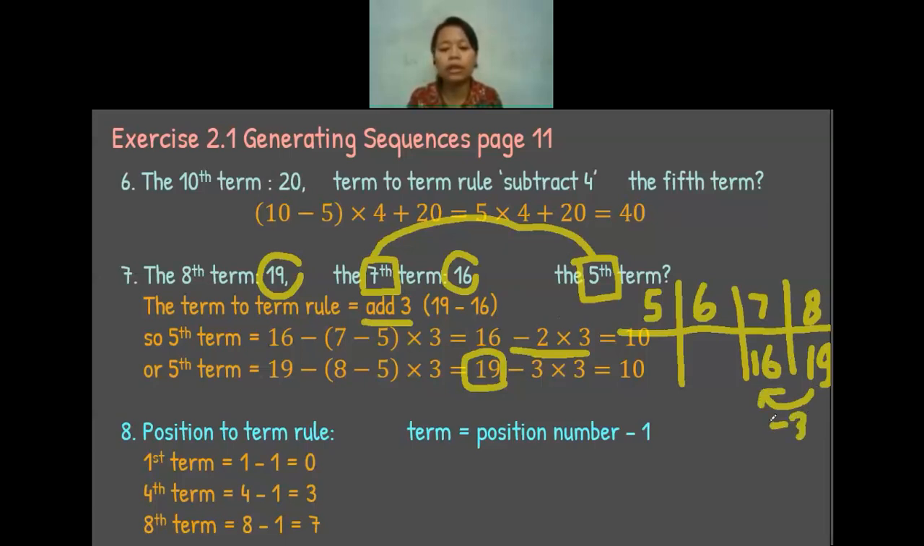So later for the 6th term, it will be equal to 13. I subtract by 3. And then to find the 5th term, I need to subtract by 3 also. 13 minus 3 will be equal to 10. The answer will be the same. You can pick any method that you feel more comfortable with, that you think is easier. Is there anyone who gets confused at question 7?